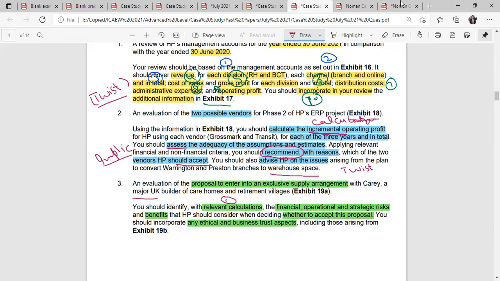You should identify with relevant calculation the financial, operational, and strategic risks and benefits, both of the areas that HP should consider when deciding whether to accept this proposal. If you just provide good risks or benefits for one or two areas and miss out other areas, this is something not good. You should try to create a balance among all of these points.